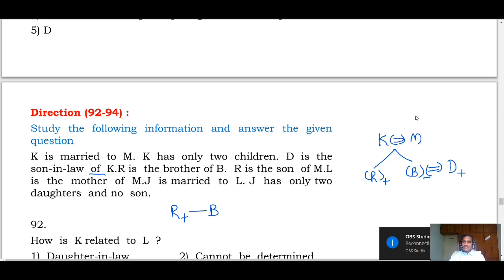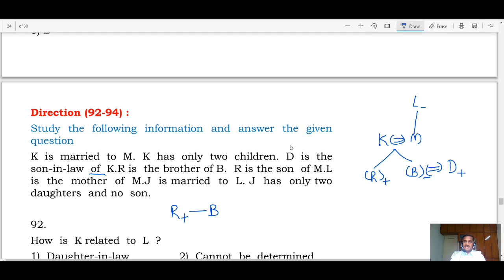L is the mother of M. J is married to L. L and J are a married couple. J is a male. J has only 2 daughters and no son. Hence M is one of the daughters, and one more daughter is there. Done. As M is a female, K is a male.